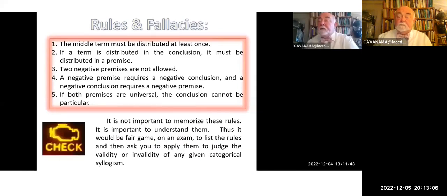Once again, it's not important to memorize these rules, but it is important to understand them. As I said before, it would be fair game in an exam not to have you memorize these. I wouldn't; no point in doing it. You can always look it up if you need to. But if you have it in front of you, you've looked it up, there it is, you should be able to apply it. That would demonstrate sufficient understanding.